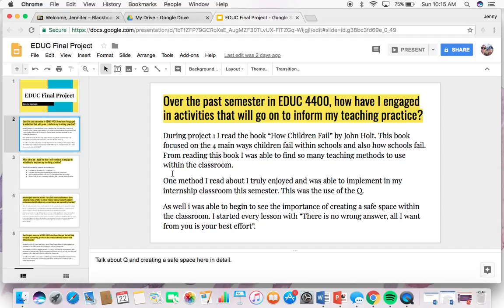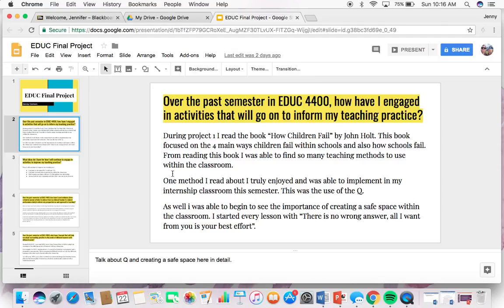The first one was called the Q. What the Q is, it's an uppercase Q that you put on the board, and this tells students that, hey, I'm talking, there needs to be no talking, so you can hear me explain something, give directions, or just teach content.